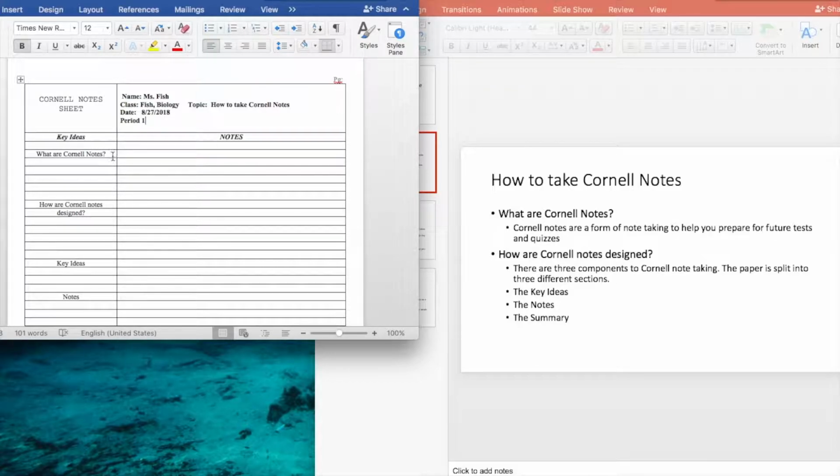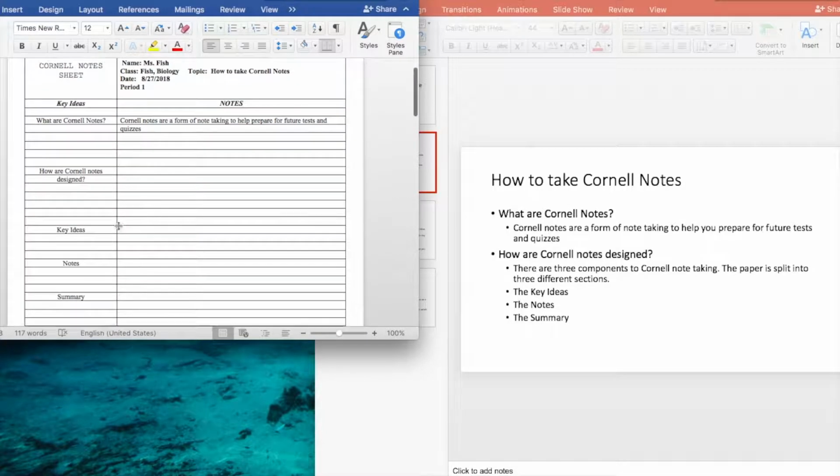So in my key idea section, I already wrote for you, what are Cornell notes? So in the notes section of our paper, we're going to write down this bullet point that's right below that main idea. So, for example, I will write down, Cornell notes are a form of note-taking to help prepare for future tests and quizzes. Alright, so that is my notes on this main idea.